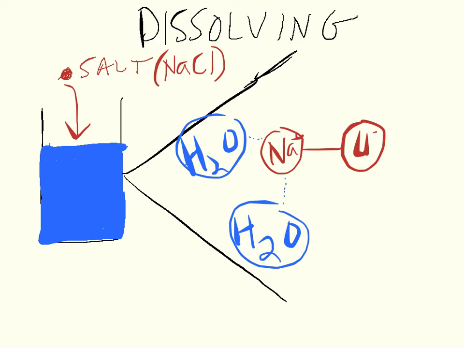Once the interaction between the solute and the solvent, so this interaction here, we'll call it A, is stronger than the solute-solute interaction, B, then this bond holding the solute together will break because A will be stronger. This Na plus will be ripped off, and this salt would have been dissolved. That only occurs if the solute-solvent interaction can overcome the solute-solute interaction.